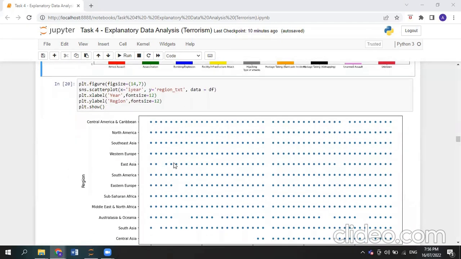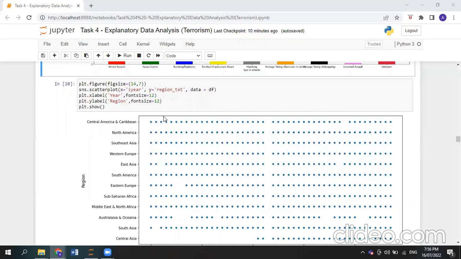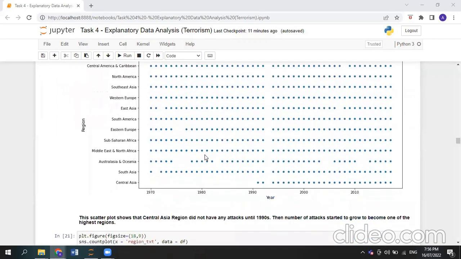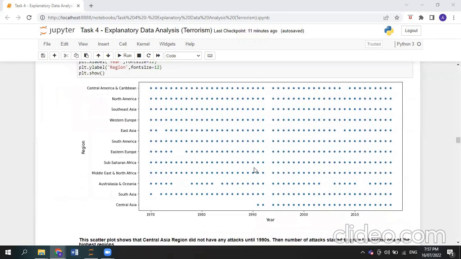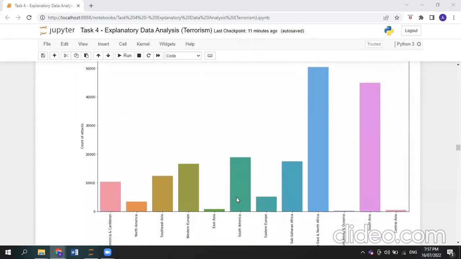Now we are showing a scatter plot for each region among the years that has attack types. The scatter shows that Central Asia has not found any attacks from 1970 to 1990 and started to increase massively from 1990. In this bar chart, we showed each region and the number of attacks that happened in it. As we mentioned, the Middle East and North Africa has the highest number of attacks, followed by South Asia.